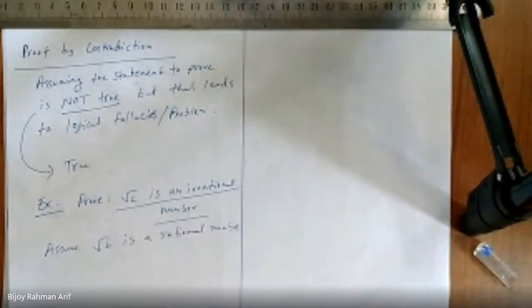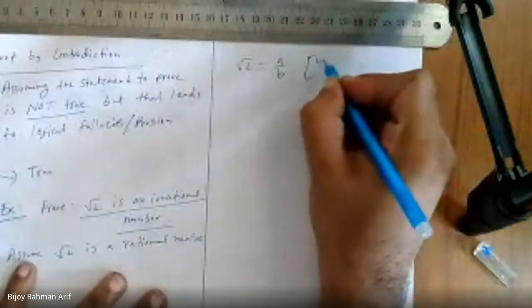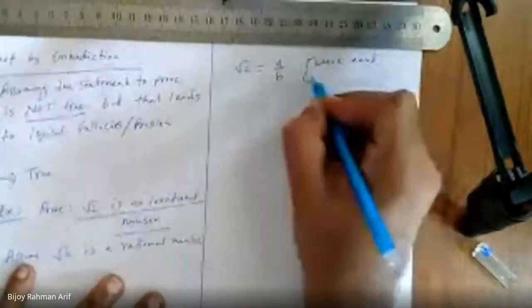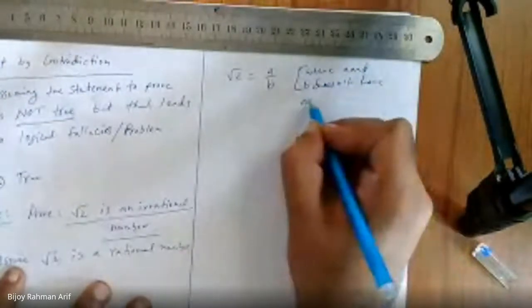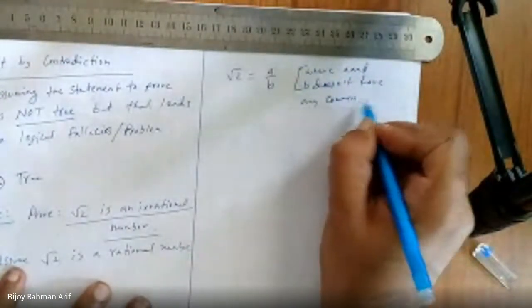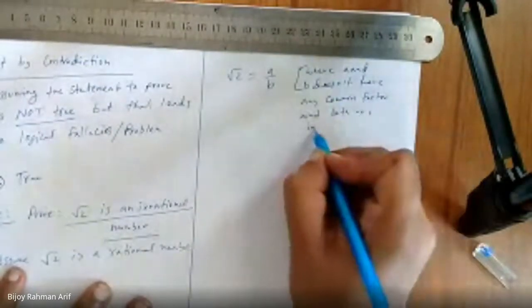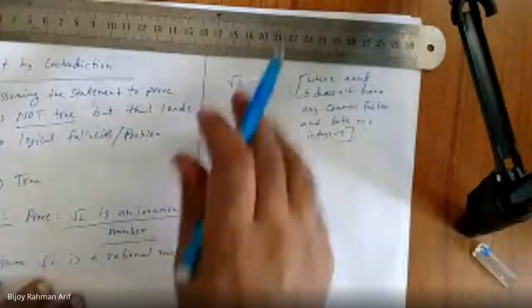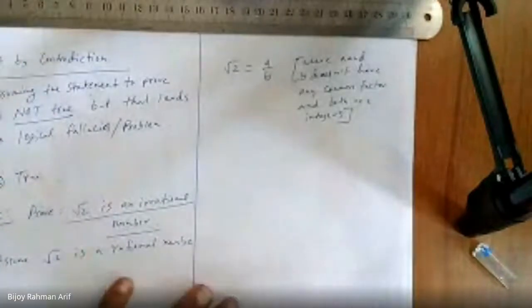Do you have any query? Okay. So we can write root 2 is equal to a by b, where a and b do not have any common factor and both are integers. It is important. We consider a and b do not have any common factor. You might ask me, sir, is it possible to write? Of course, definitely it is possible.